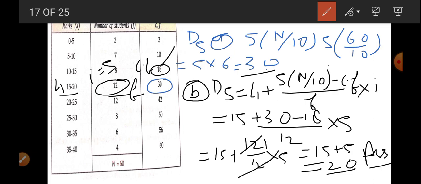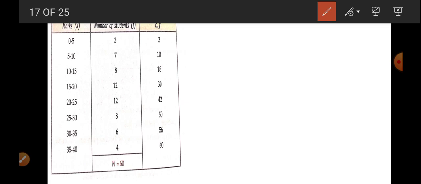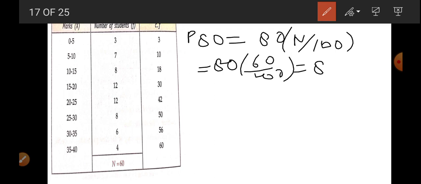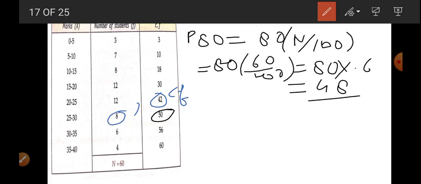Okay student, now I am going to calculate the last one, that is P80. So first the equation: 80 times n upon 100. Why 100? Because percentile divides into 100 parts. So it is 80, n is 60 upon 100. What value do we get? 80 multiplied by 0.6, so we get 48. 48 lies here. So this will be your CF, this will be your F, L1 is going to be 25.